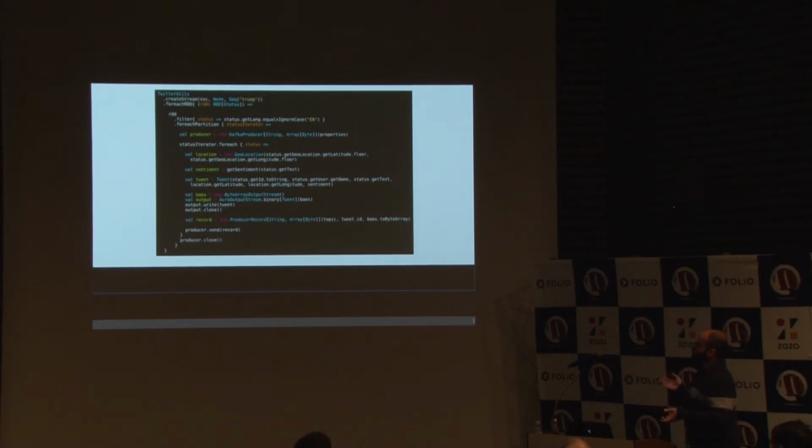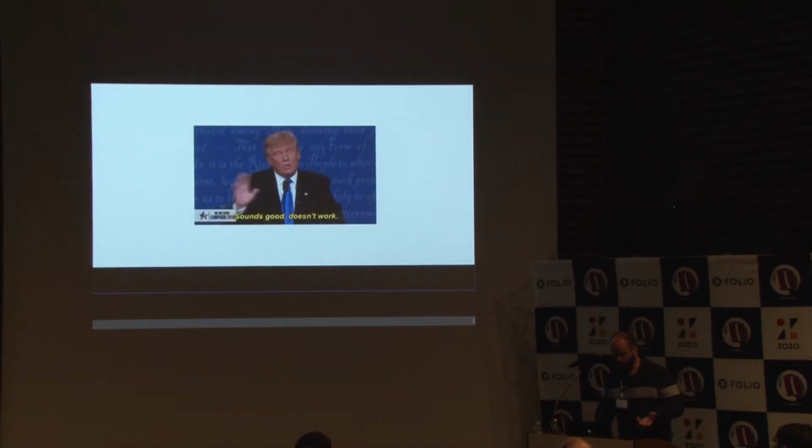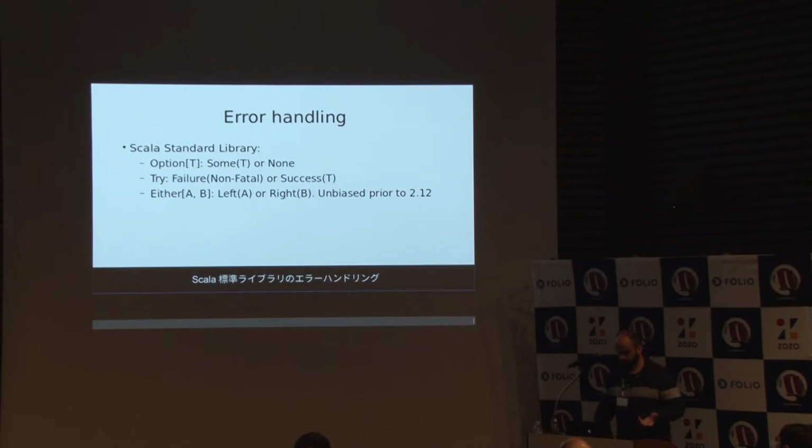So what we need to do now is some kind of error handling. So the Scala standard library gives us 3 different types. The first one is Option. So in our case, this is the most suitable one, because if we don't have a location, what we can do is, all right, don't return null, return None, and I will take care of what I want to do with that.